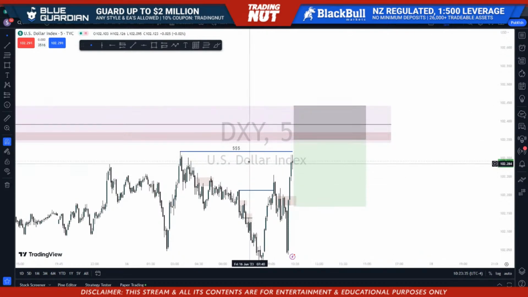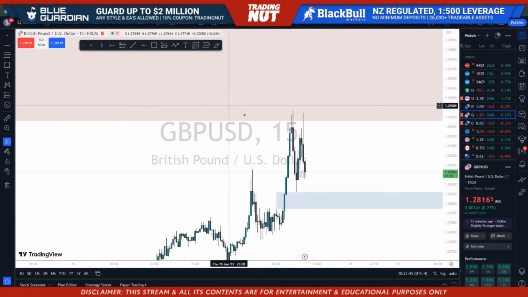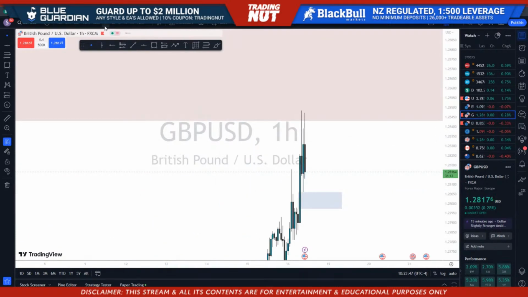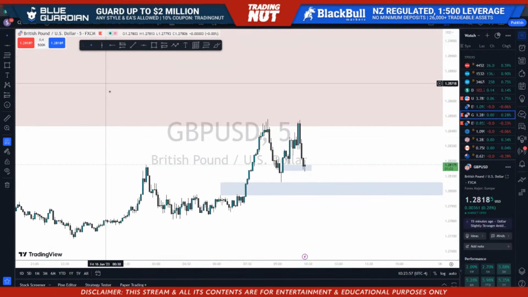So when the dollar index trades to here, what we'll be looking for on GBP USD is this. Where was it? Was it in the hourly? Yeah, this unfilled imbalance to be traded to, which means again we go into the time frame.